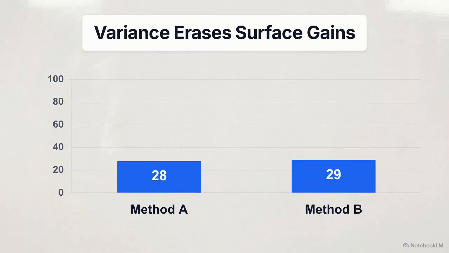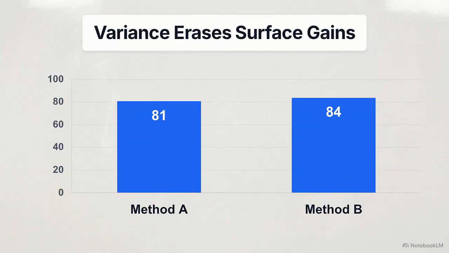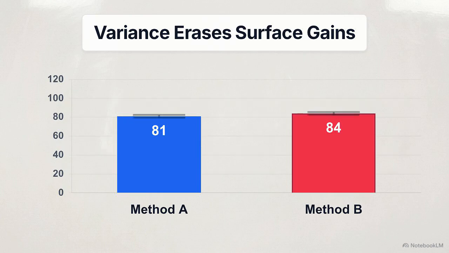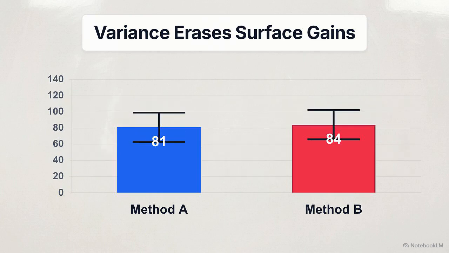Say you test two teaching methods. Group A scores 81, Group B scores 84. You automatically assume B is better. But is that difference a breakthrough or a random fluke in a small sample? When we look at variance, that gap vanishes.